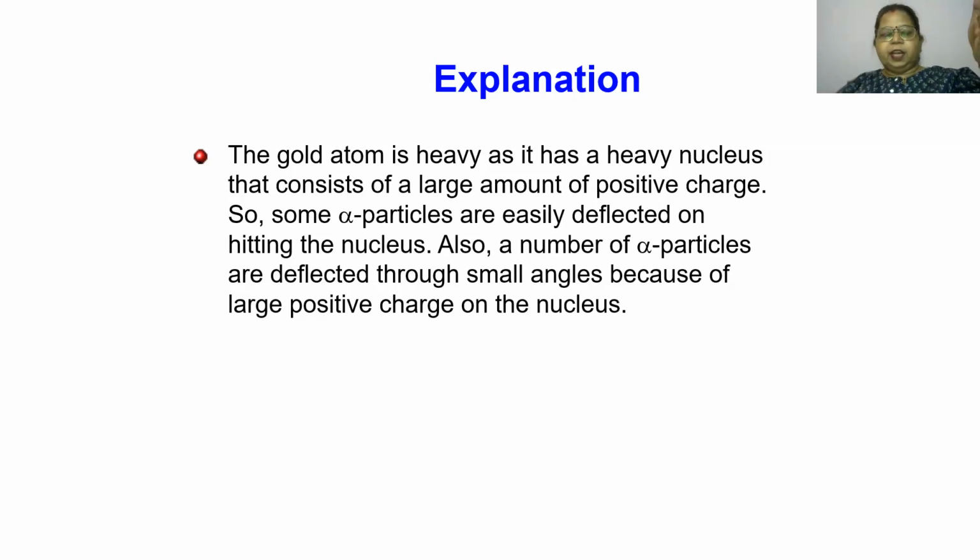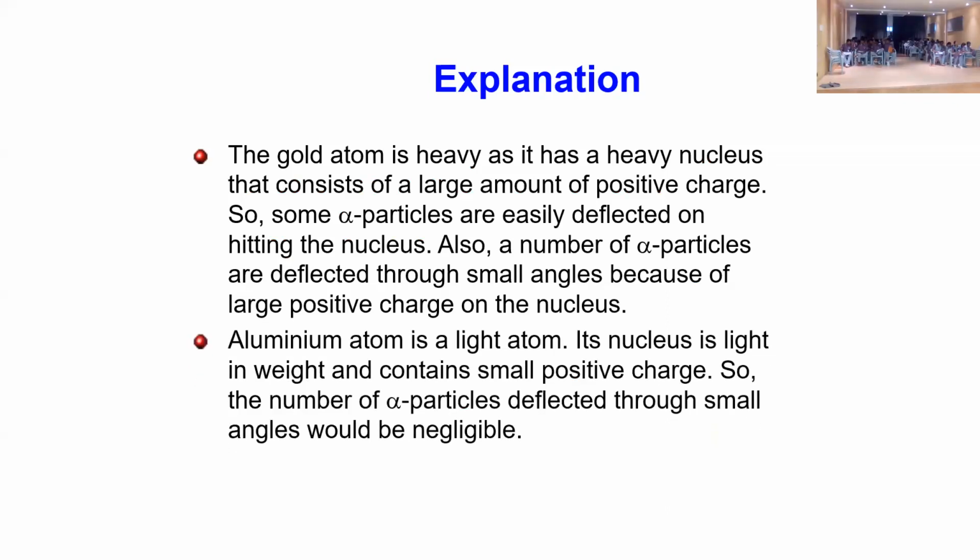Therefore, it will remain at its position and many alpha particles can hit it and move in different directions. But if you have an aluminium atom, it has a smaller weight and a smaller positive charge. So the deflection, if at all, will be very small. Is it clear now?